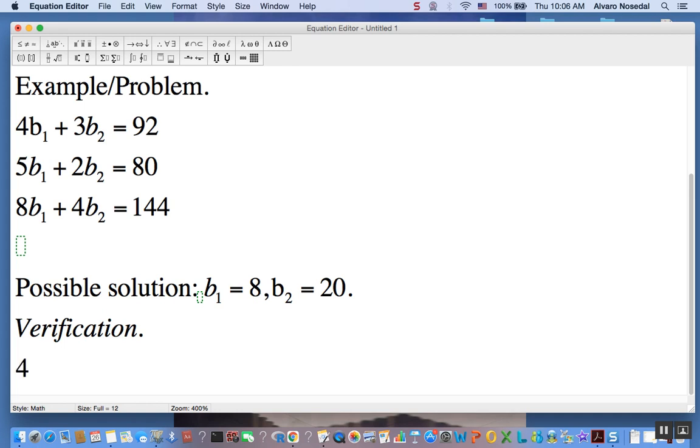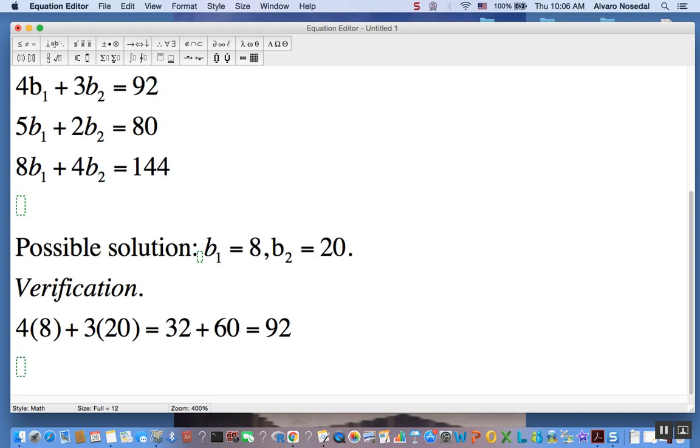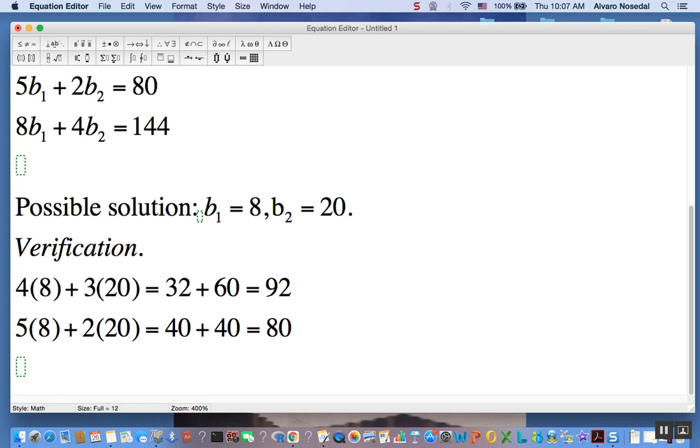Make sense? So 4 times 8 plus 3 times 20, 3 times 20, that's 32 plus 60, that equals 92. Nice. So the first equation is satisfied. Let's check the second one. So 5 times 8 plus 2 times 20 equals, that would be 40 plus 40, and that equals 80. Nice. The second equation is satisfied as well.